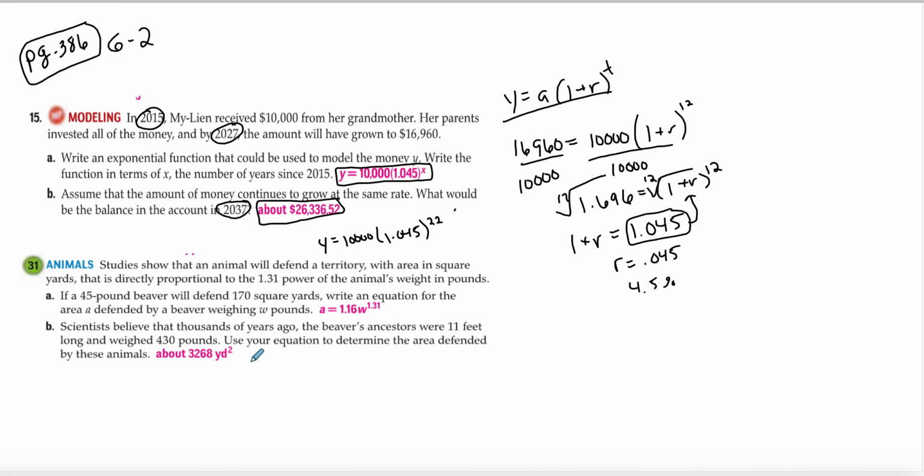Okay, next one is 31. So they're both word problems here. So studies show that an animal will defend a territory with an area in square yards that's directly proportional to the 1.31 power of the animal's weight in pounds. If a 45-pound beaver will defend 170 square yards, write an equation for the area A defended by a beaver weighing W pounds. So this is the equation that you should have, and I'll show you how we get that. Okay, so we're going to use this piece of information here.